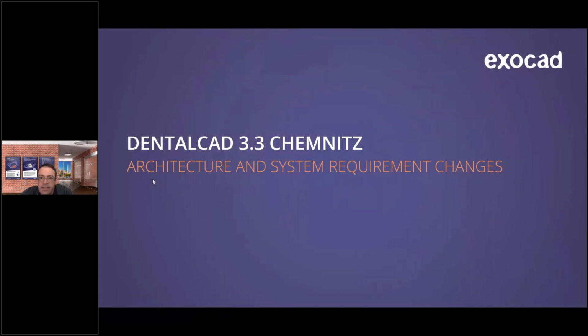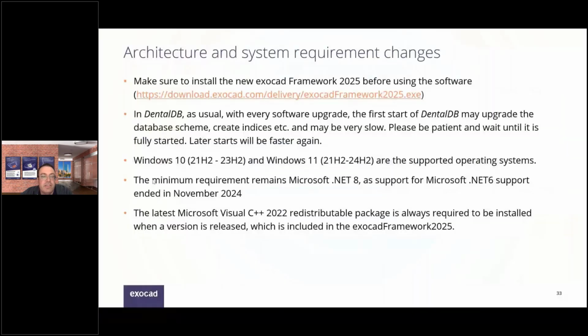Some technical updates in the software. There is a new exocad framework file. So if you're installing this version on your system, or if you have customers that are testing the software in their environment, just make sure you're downloading and installing the new exocad 2025 framework file. There's a link in the release notes document, I believe, for that. Or if you have it bookmarked from the previous framework, just change the date. It's the same link. You just change 2024 to 2025, and that'll get you the new framework file.